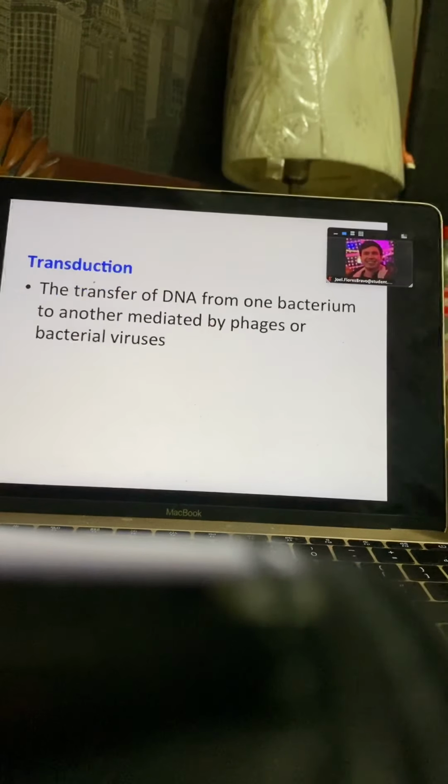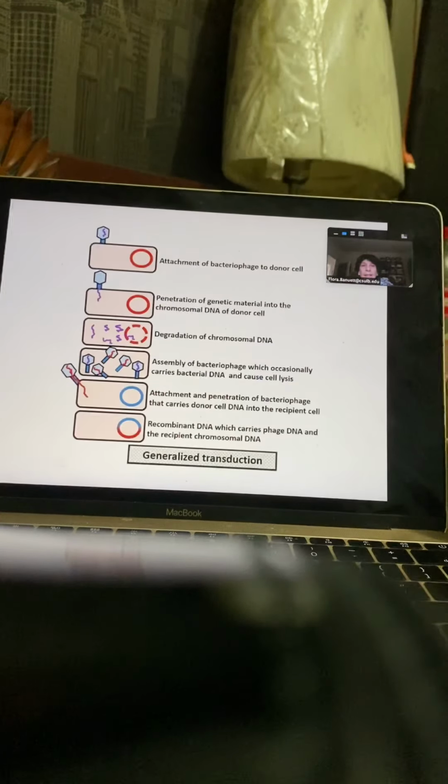Transduction is the transfer of DNA from one bacterium to another mediated by phages, or bacterial viruses. Okay? Phages are bacteriophages, bacterial viruses. So these involve phages, viruses. And in a nutshell, this is shown here.